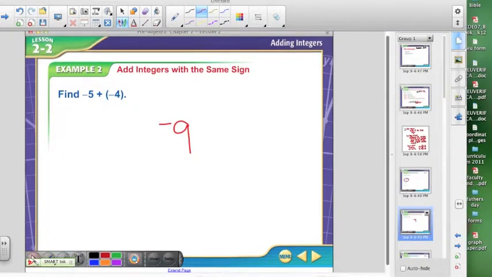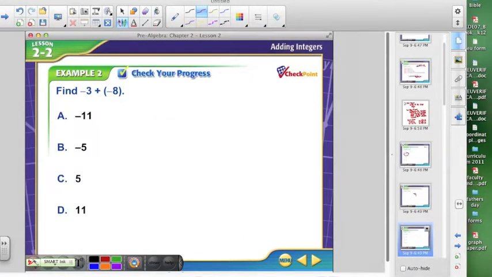Negative 9. All right. Negative 3 plus negative 8. Okay, again, adding with like signs. 3 plus 8 is 11. They're both negative, so my answer is negative 11.